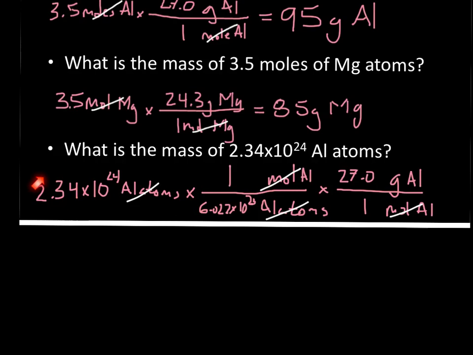This number's got 3 sig figs. That one's got 4. That one's got 3. So our answer should have 3 significant figures. And we get 105 grams of aluminum. So if we had 2.34 times 10 to the 24th aluminum atoms, that is a lot of aluminum atoms, it would weigh 105 grams.